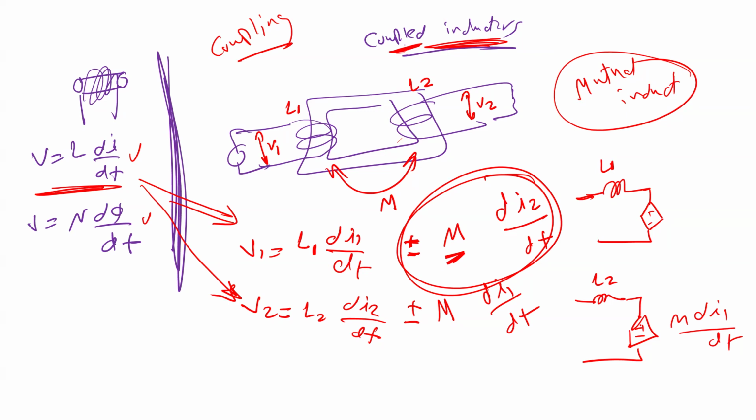As you will see right now, whether it is positive or negative depends on the direction of the winding. If you tell me the direction of this winding and of the other one, you will see in the example that, based on the direction of the winding, you can tell if it's positive or negative.